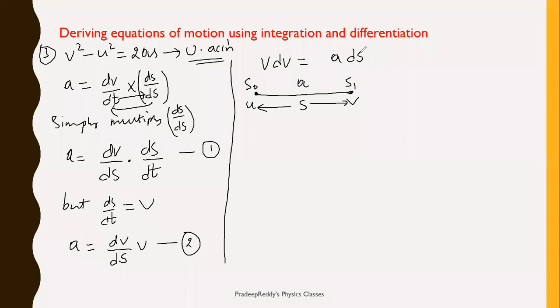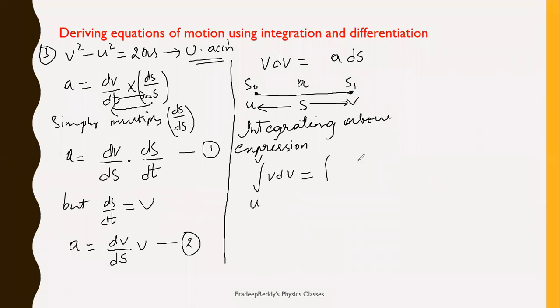As this comes under instantaneous values, v dv is equal to a ds. This is only instantaneous. In order to find out the net value, you just integrate the above expression. Integration of v dv. Now v is changing from where to where? It is changing from u to v. So the lower limit is u, upper limit is v, equal to integration of a ds. Now ds is changing from where to where? It is s naught to s1.